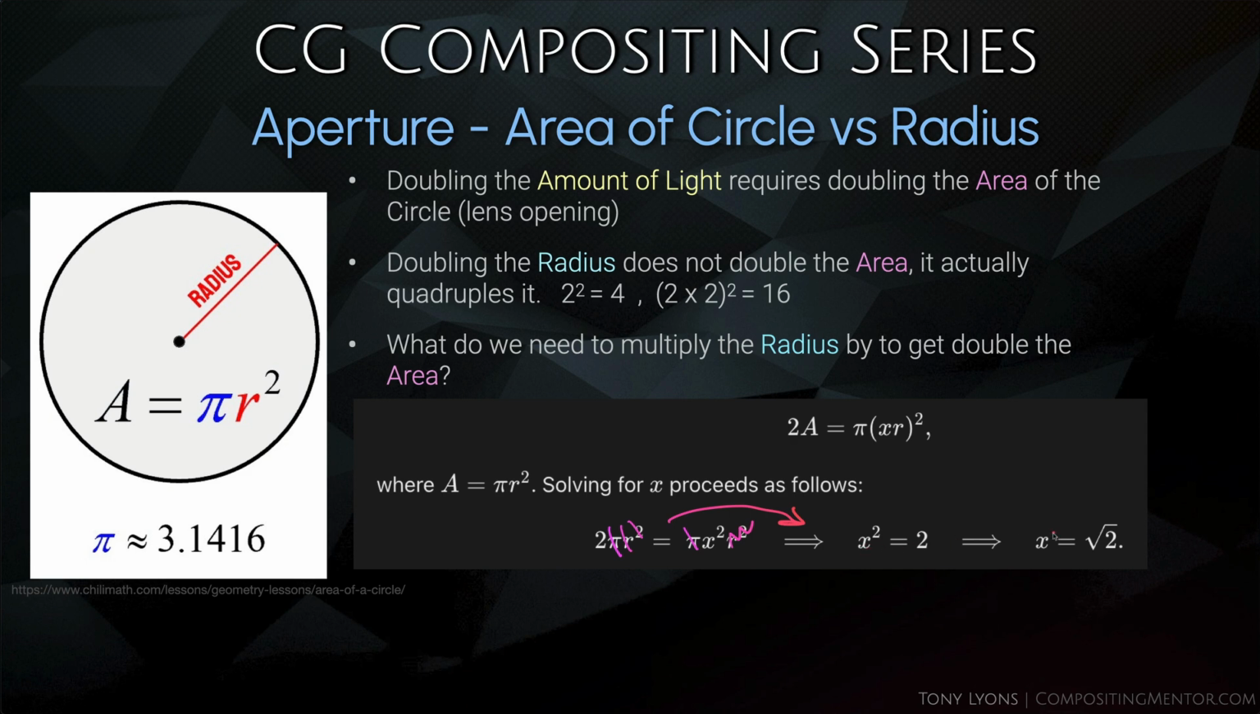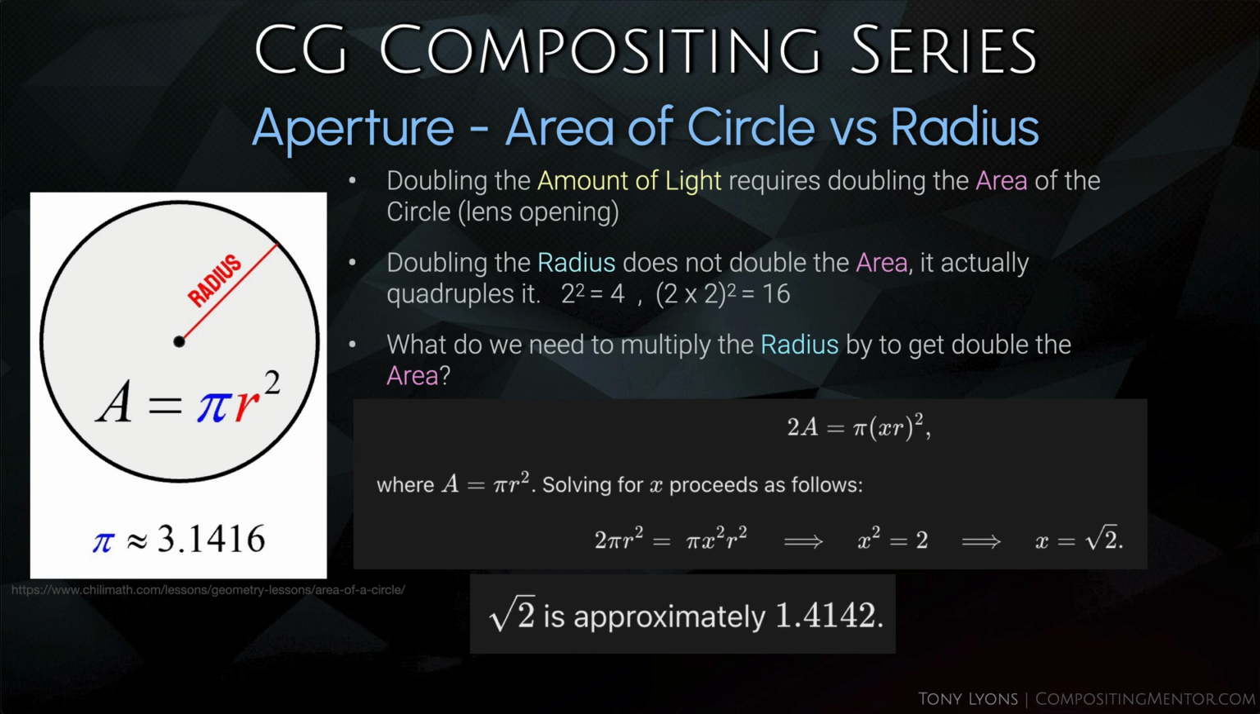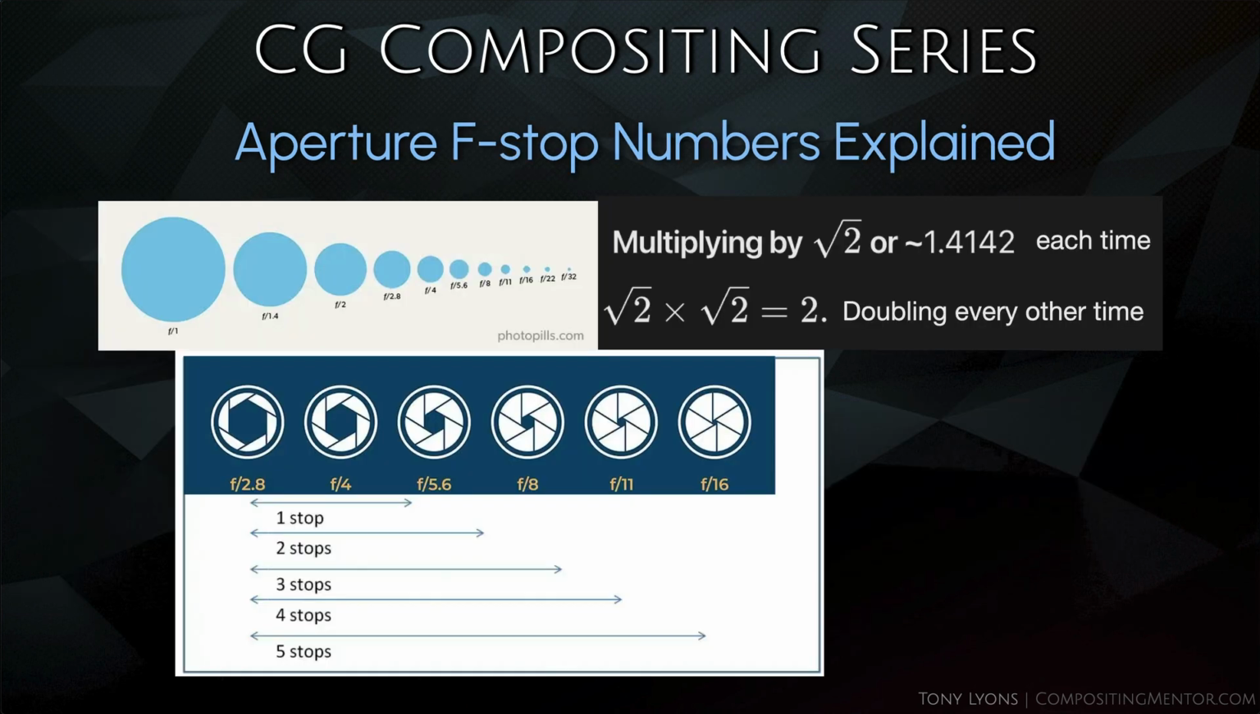And then how do you isolate x? Well, you have to take the square root of 2. So you do the square root on this side, it gets rid of the exponent, and it goes square root of 2. So we need to multiply the radius by the square root of 2 in order to get double the area, double the amount of light. And the square root of 2 is approximately 1.4142, so approximately 1.4. So going back to those mysterious numbers that we saw a second ago, you can actually see the numbers going up, multiplying by 1.4. So it's multiplying by the square root of 2, or around 1.4 each time. So 1, 1.4, 2, 2.8. And you can actually see that every other time it's doubling. So 2, 4, 8, 16. And that's because square root of 2 times square root of 2 is 2.